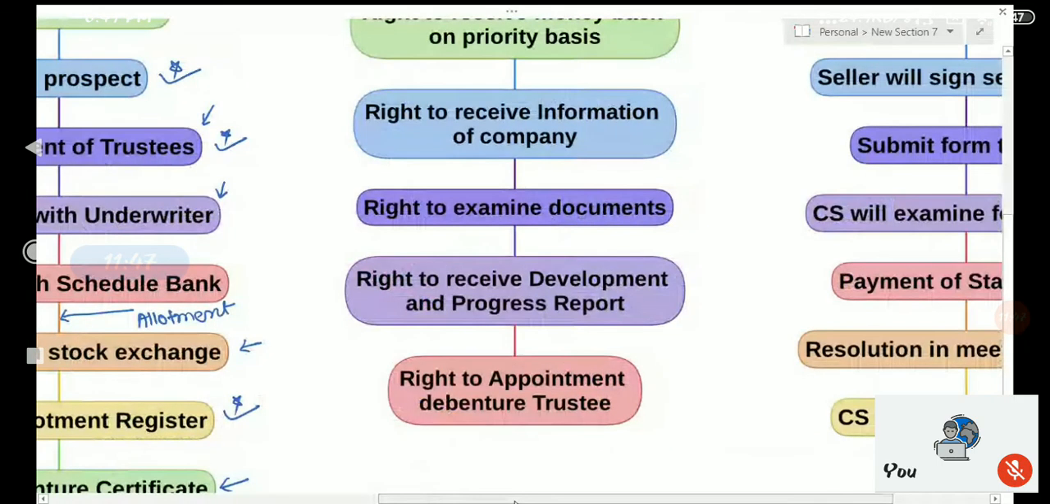Right to receive development and progress report. See, this is important. The company is giving development and progress reports to all its shareholders, preference shareholders, all the stakeholders.